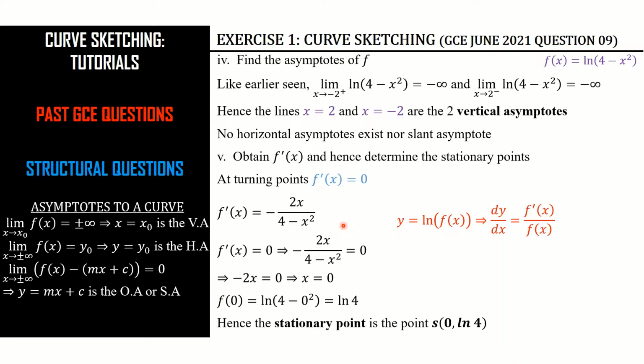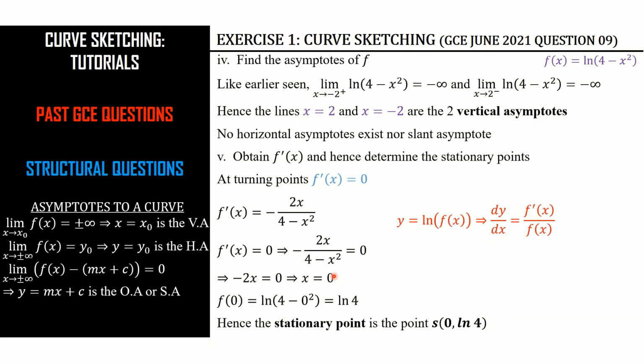And I've gotten the first derivative. Now I need to determine the stationary point, and I know that at a stationary point, that derivative is equal to 0. So setting that derivative to be 0 is the same as setting the numerator to be 0. Alright, so I can cross multiply and I just get negative 2x is equal to 0. So x is equal to 0. So that is the x coordinate of the stationary point.